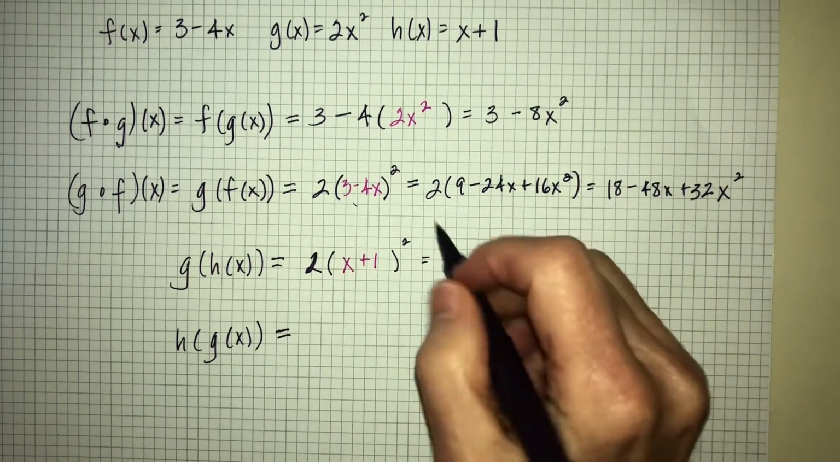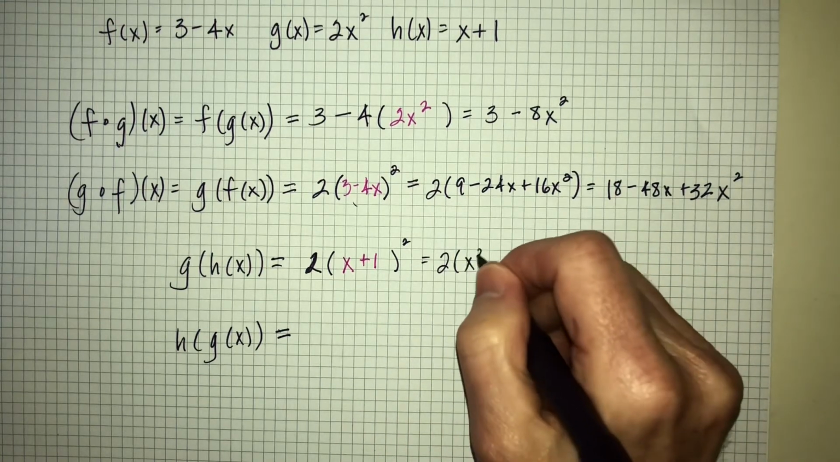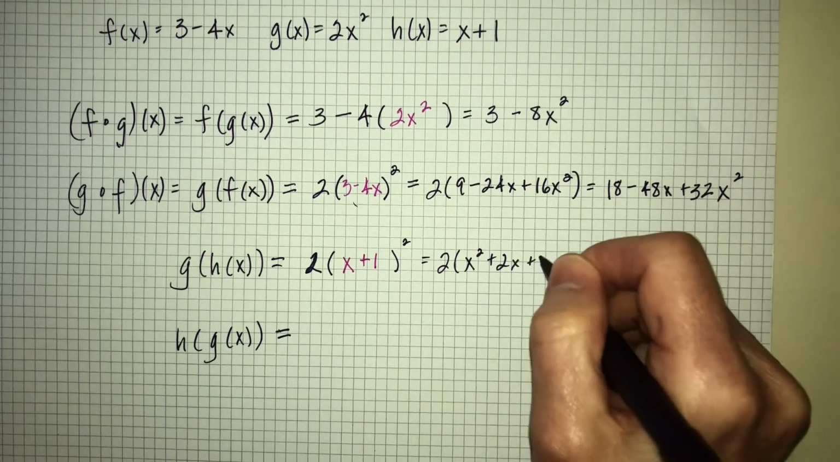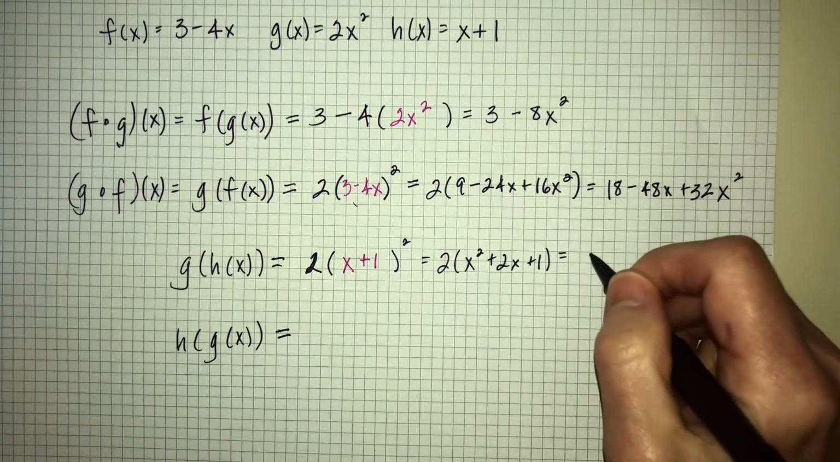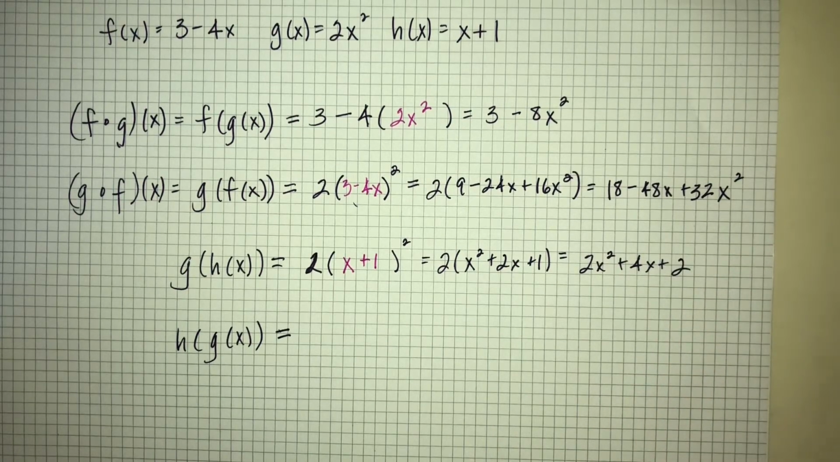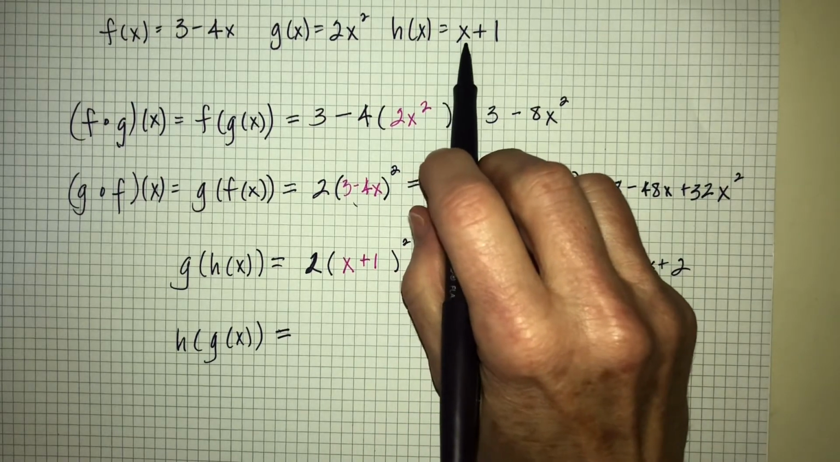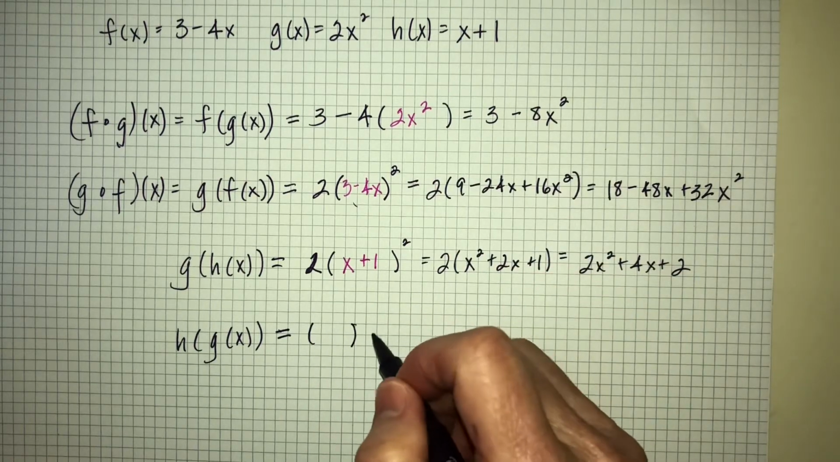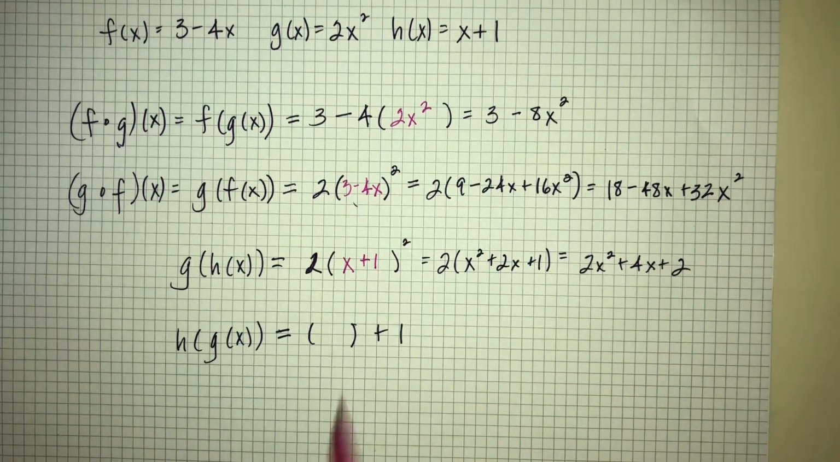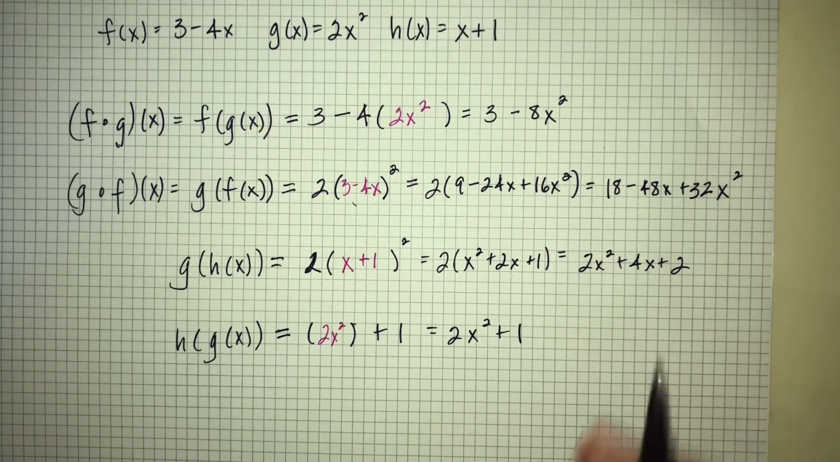So that, if I expand it, will be 2 times, all right, x plus 1 quantity squared is x squared plus 2x plus 1, which leaves me with 2x squared plus 4x plus 2 if I want to multiply that out. And then finally, h of g of x. All right, so our h of x function starts with an x, so I'll put the parentheses there and then plus 1. g of x is 2x squared, and then this one simplifies to 2x squared plus 1.